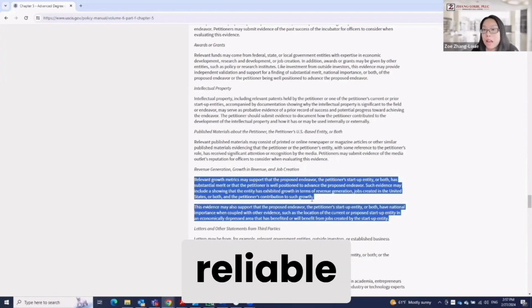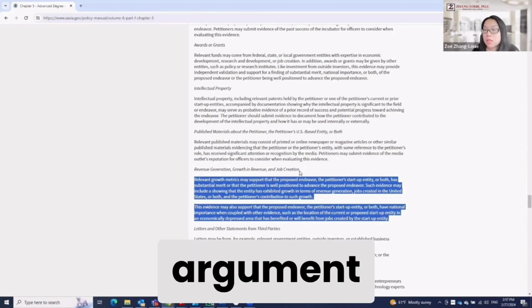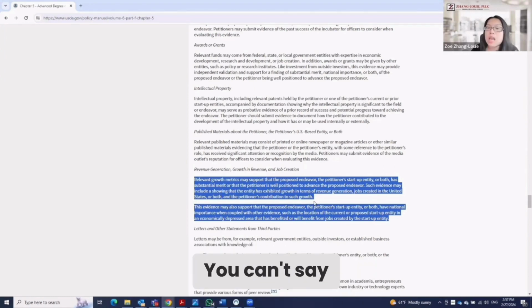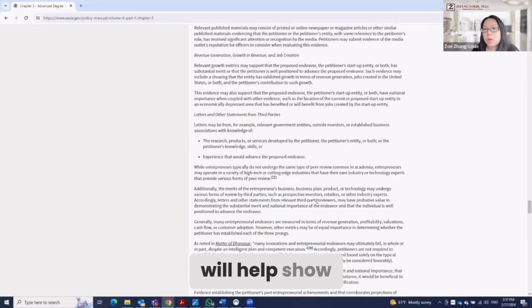And it has to be reliable, right? The job creation evidence, the job creation argument, has to be reliable. You can't say, oh, in 5 years, I promise I'm going to create 10 jobs. Well, why? What kind of positions? How much are you going to pay them? How do you know you are going to make enough revenue to support them? A reliable business plan will help show that.